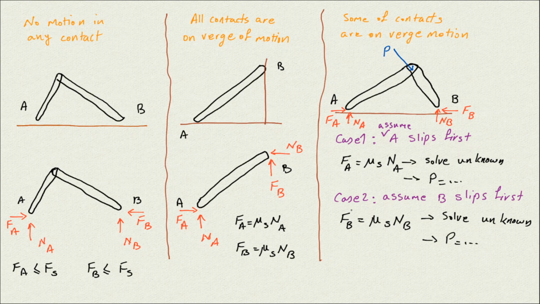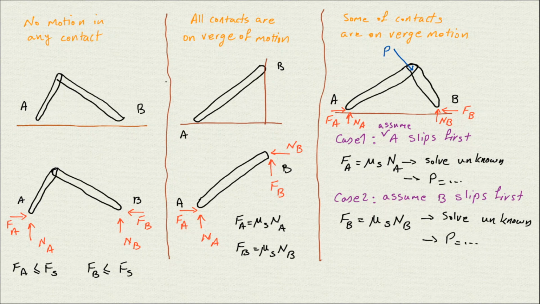first. So this time the magnitude of friction at B is equal to mu S and B, and then we solve the entire case for that and we find P, and then we compare these two P values, and whatever is the smaller one is the one that caused that object to move first. So these are the three cases we will have.